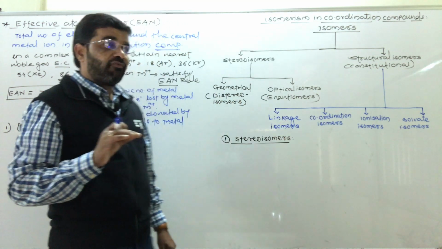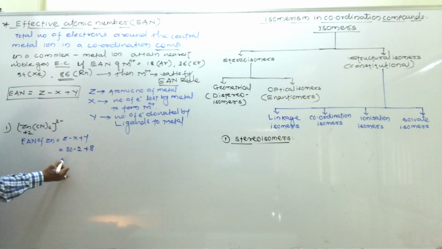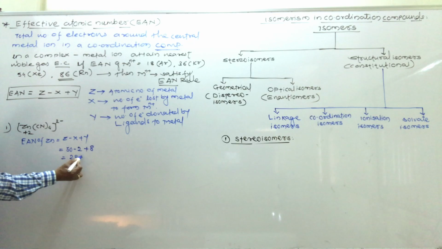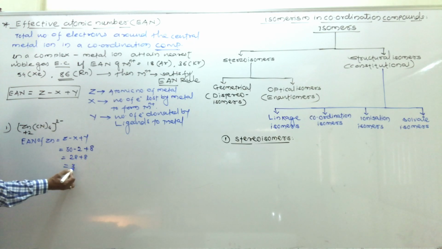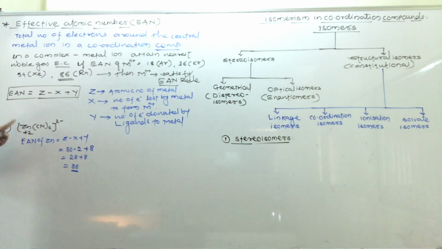So 4 cyanide ions will donate 8 electrons, and this will be 28 plus 8, equal to 36, which is the effective atomic number of zinc in this example. That is the effective atomic number of zinc in this example, 36, which satisfies the effective atomic number rule.